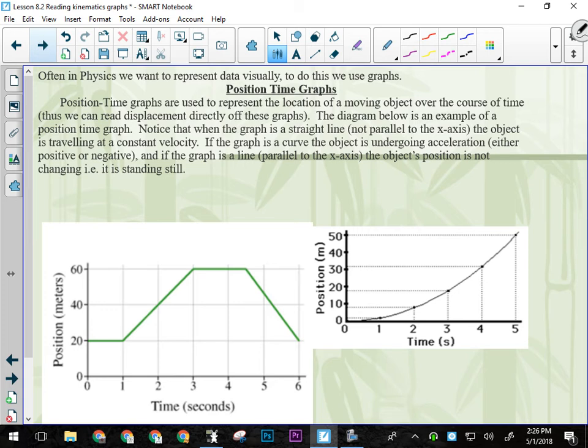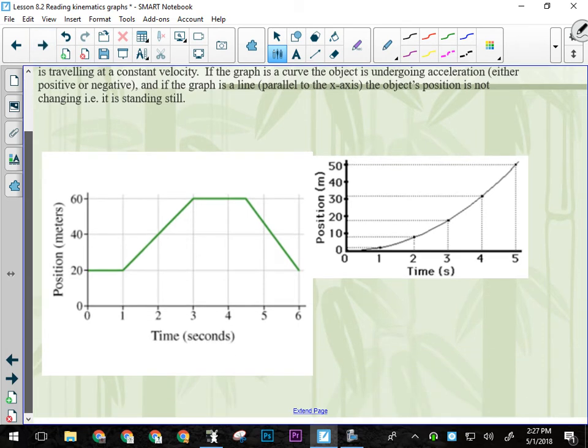Okay, so what a position versus time graph shows me is, very simply, where the object is at various points in time. All right, it tells me its position at this time or at that time. From that, I can determine whether the object is moving forwards, backwards, constant speed, accelerating, or whether it's stopped or whatever. I can determine all of that just by looking at the graph.